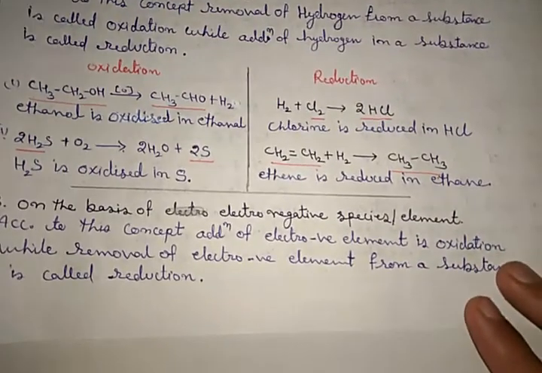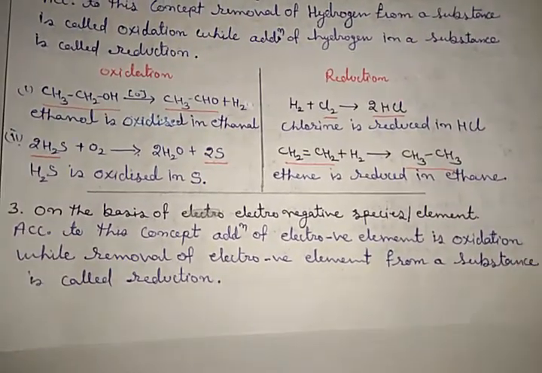Now, on the basis of electronegative species. In starting, the chemical reactions are explained on the basis of oxygen and hydrogen, but later on it is found that on the basis of oxygen and hydrogen, these bases are not sufficient. That's why some other definitions were developed, in which electronegative species is used as base.